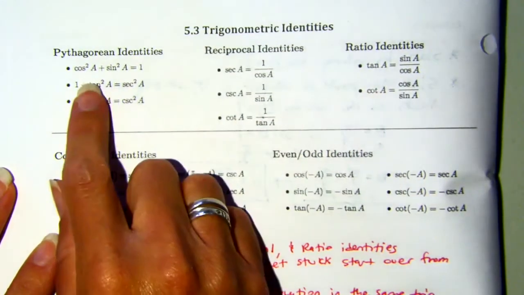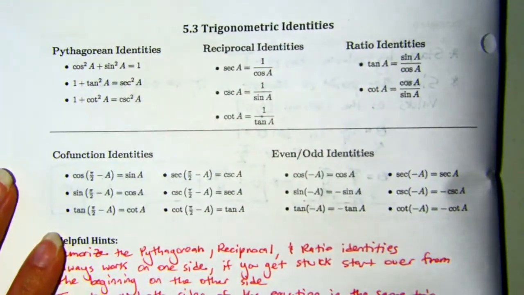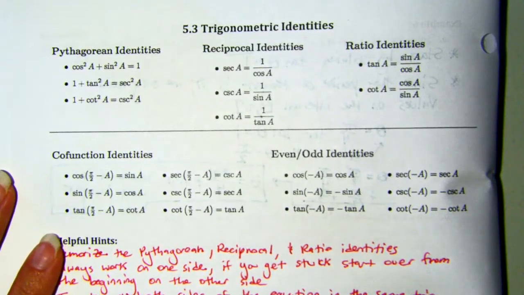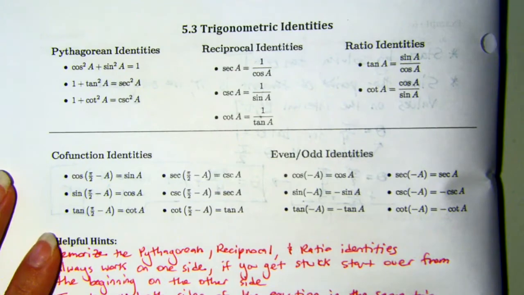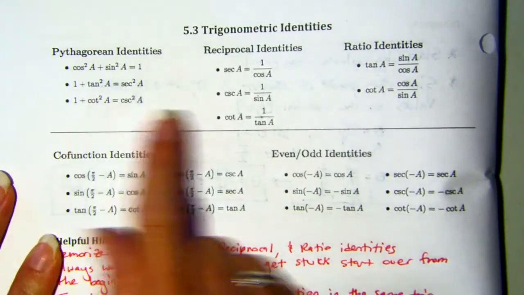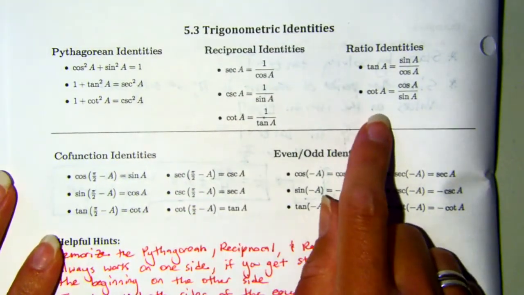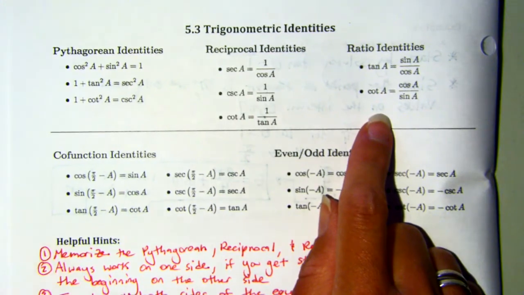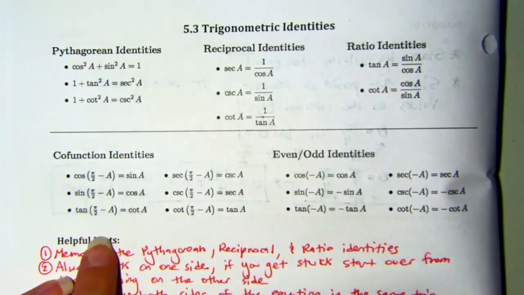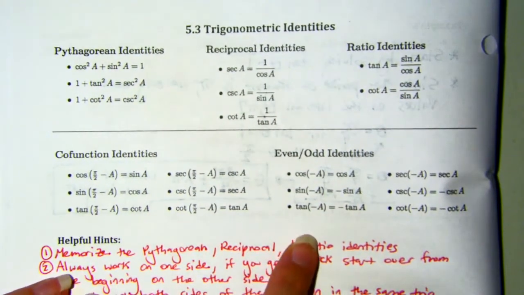We've used the Pythagorean identities before. Cosine squared of A plus the sine squared of A equals 1, etc. Pythagorean, reciprocal, and ratio identities are used often. Those are the ones that you're going to go to most. Cofunction identities and even and odd identities occur sometimes, but not all that often, and use them as a last resort.